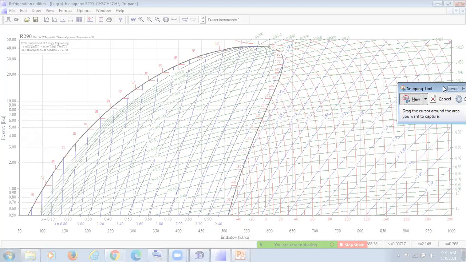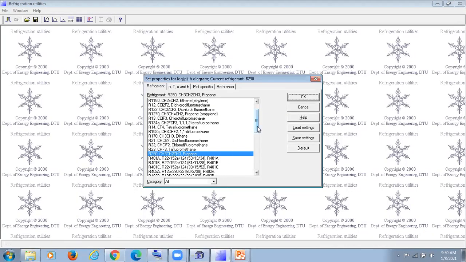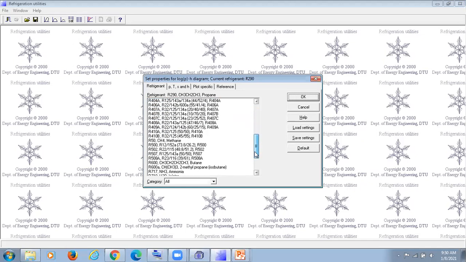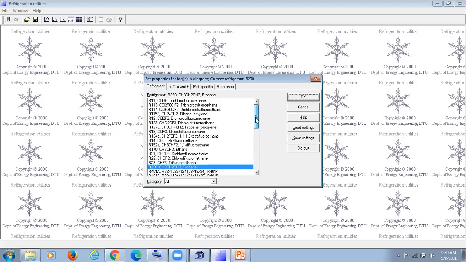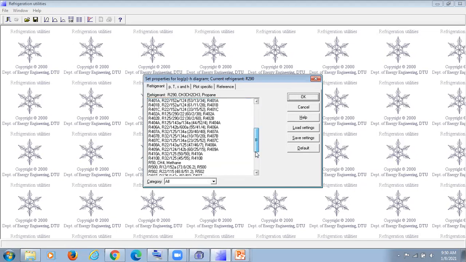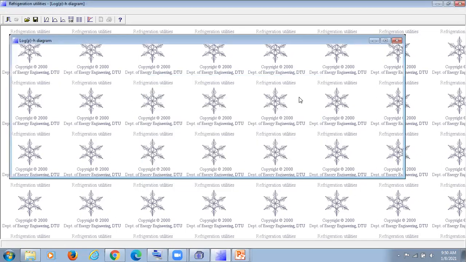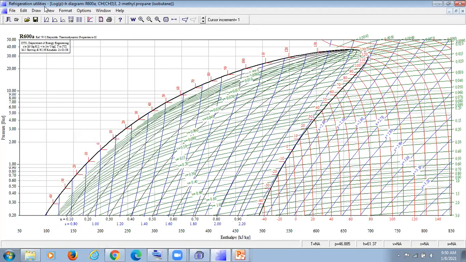I will go for R600A, not this one, because the example is R600A. Okay, this is R600A, you can see. That's why the refrigerant property pack is very useful. This is the liquid vapor dome here.